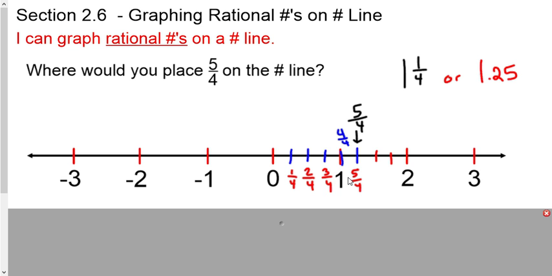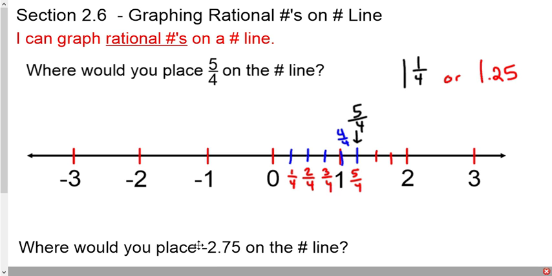It takes practice. You'll make mistakes, but the more you practice at it, the better you'll be. Let's take a look at this problem real quick. Where would you place negative 2.75 on the number line? Now, remember, this is 0, and then it goes -1, -2, and -3. So negative 2.75 is going to be somewhere in between here, but it's actually going to be further away from 0 than -2. So it's not going to be on this side, it's going to be on the left side of it. And if we broke it up into, well, let's do quarters again. That'd be -2.25 there, -2.5, and -2.75.